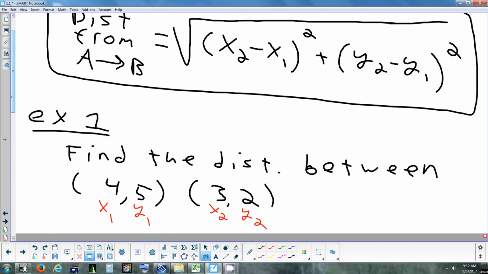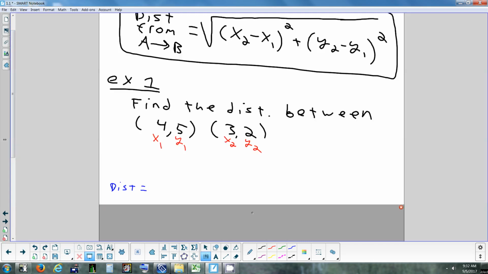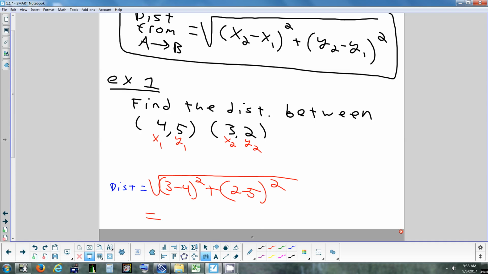All right, so Alex, can you tell me, let me just make this a little smaller, how I would start off finding the distance? What would be in my first set of parentheses? 3 minus 4. Perfect. 3 minus 4. Squared. Yeah. Plus 2 minus 5 squared. Yep. And now we just have to simplify that out.